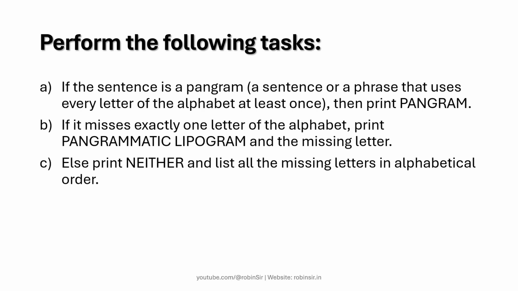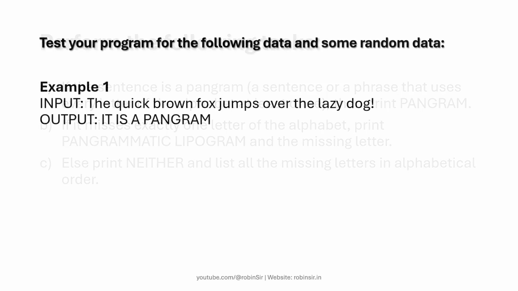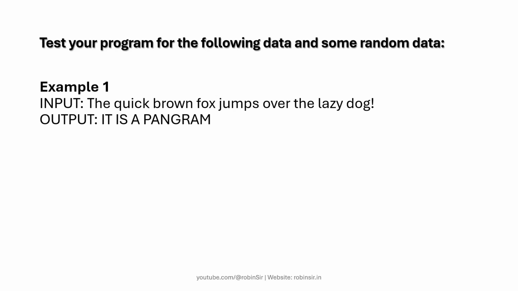If it misses exactly one letter of the alphabet, then we print pangrammatic lipogram and we also display the missing letter. So when only one letter is missing from the English alphabet, we print pangrammatic lipogram. And if the sentence is neither of the two, then we print neither and we also list all the missing letters of the English alphabet. We need to test our program with the following data and some random data.